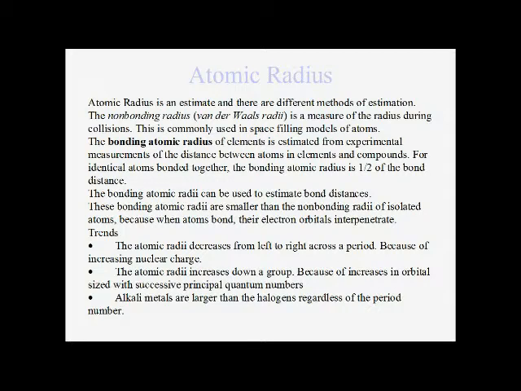The size of the atom shrinks so much as you go from left to right across the periodic table that all of our alkali metals are going to be larger than any of the halogens, regardless of what periods we're comparing.